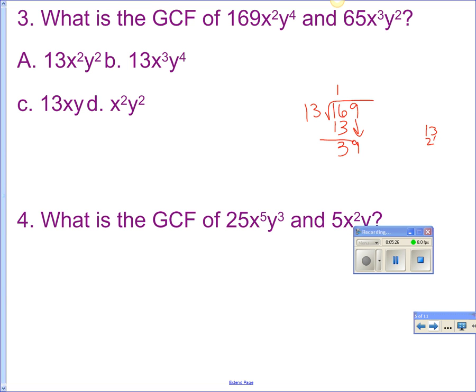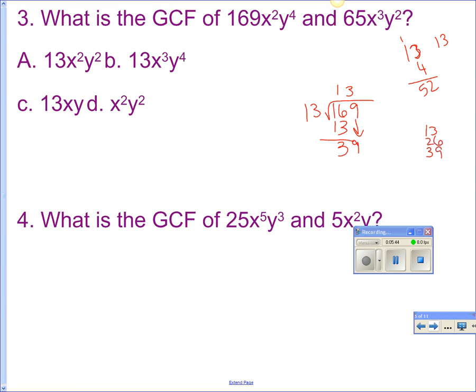13, 26, 39. How many times does it go into 39? 3 times. So 13 goes into here. Let's see if 13 will go into 65. Let's do 13 times 4. 3 times 4 is 12. I get 52. That's too big.